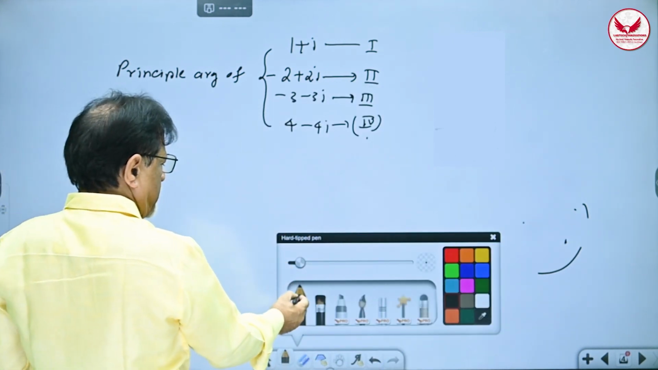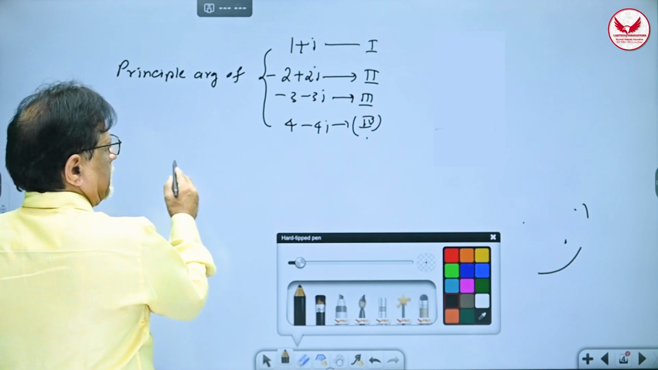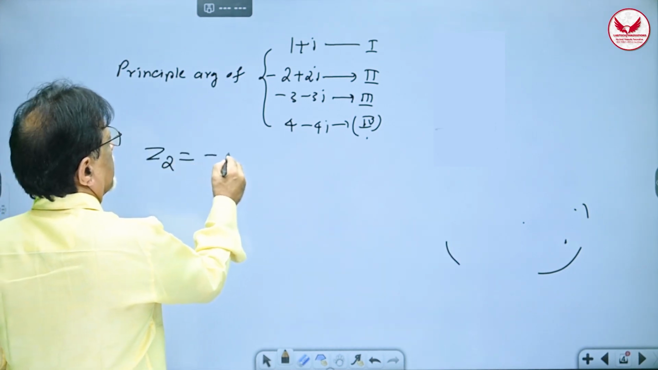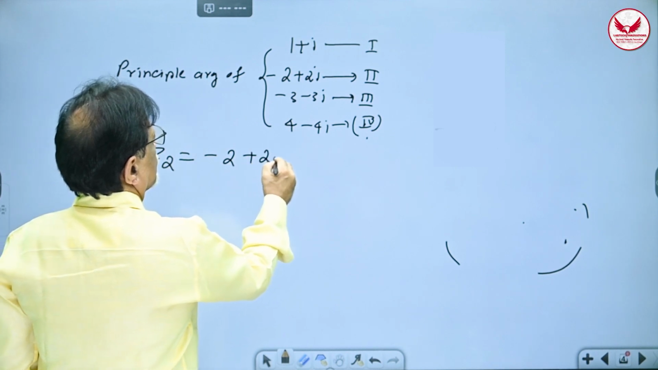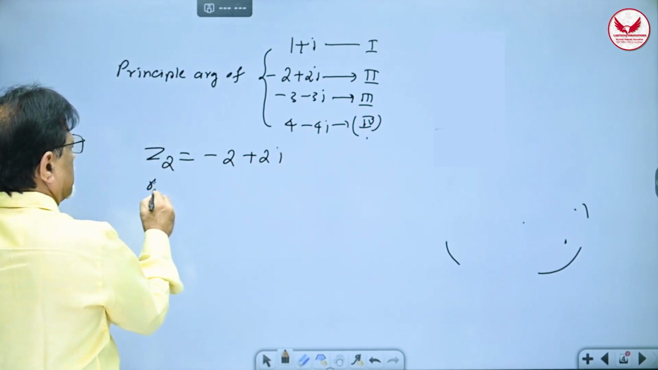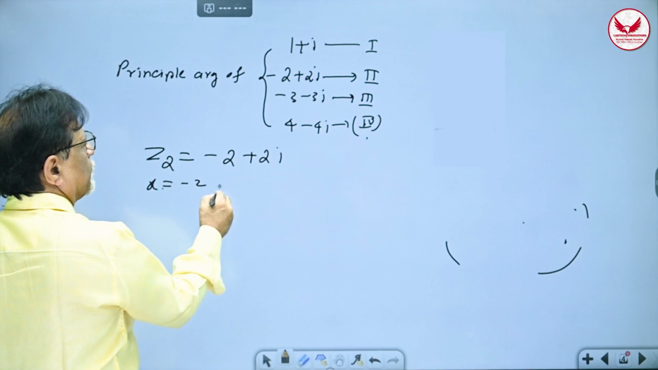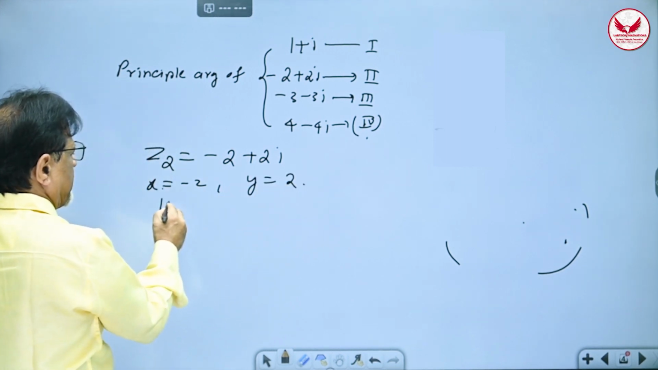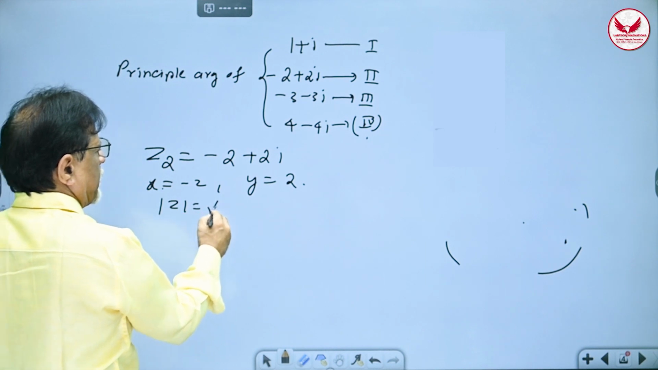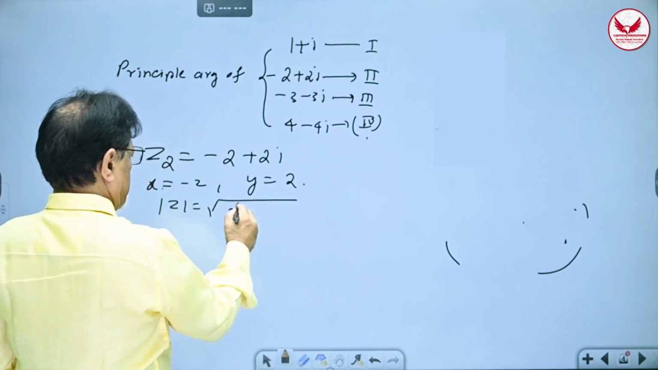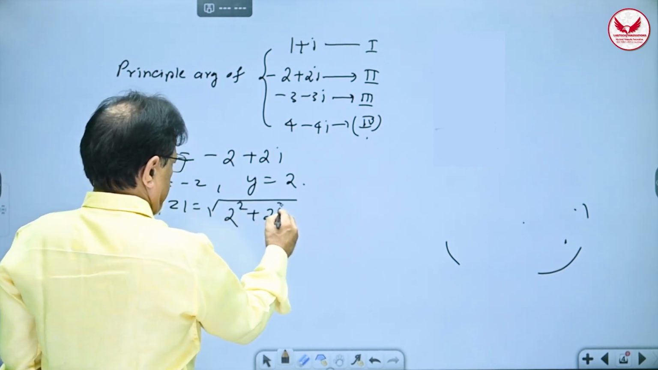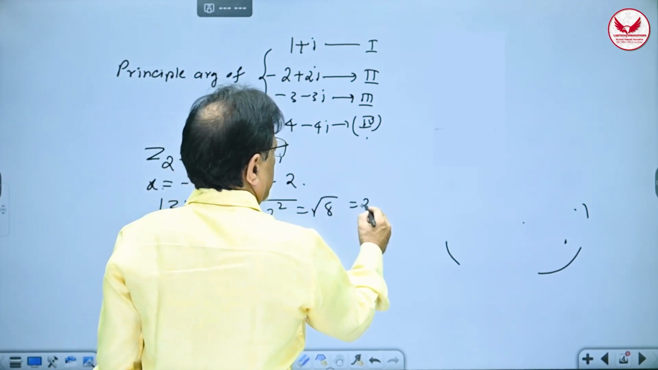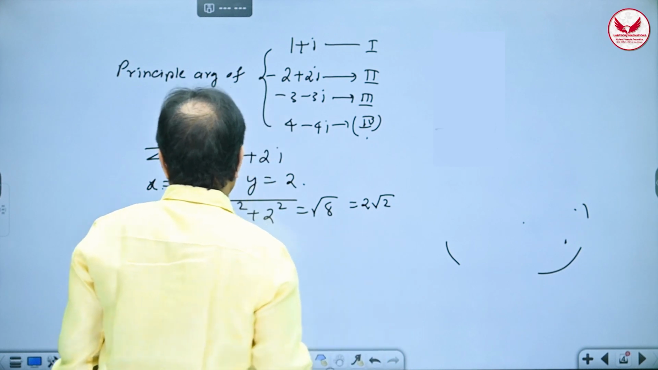The next one is Z2. Let us call it Z2. Z2 is what? Minus 2 plus 2i. So here x is minus 2 and y is 2. Therefore mod z is equal to square root of 2 square plus 2 square, which is equal to root of 8, right? Root of 8 can be written as 2 root 2. So we got the mod.